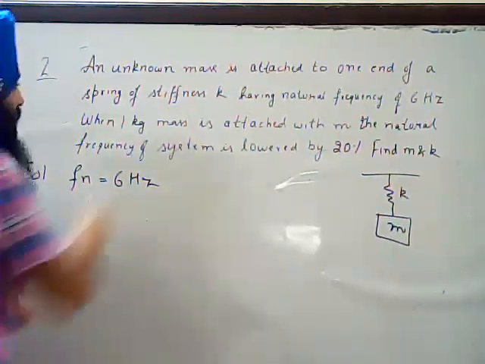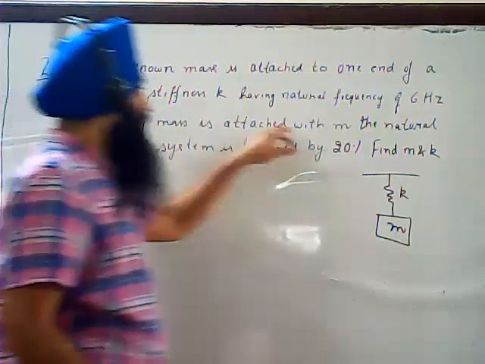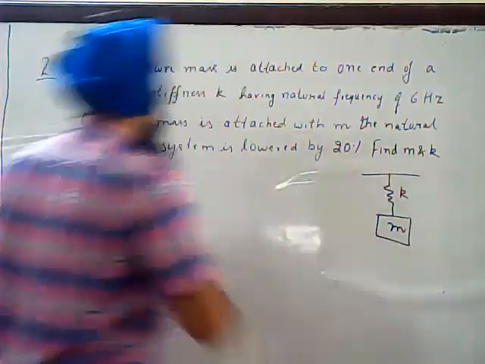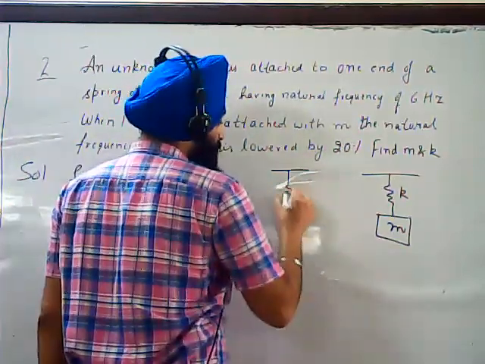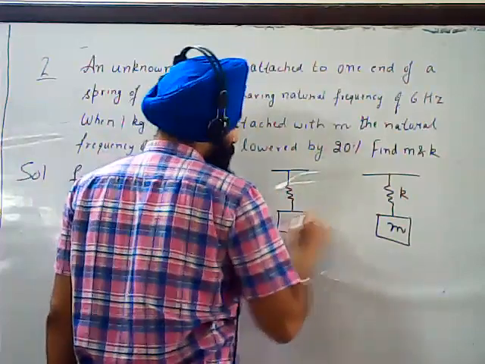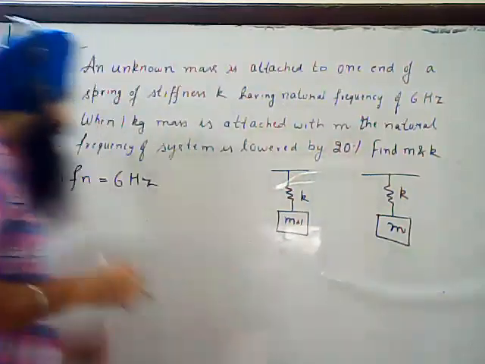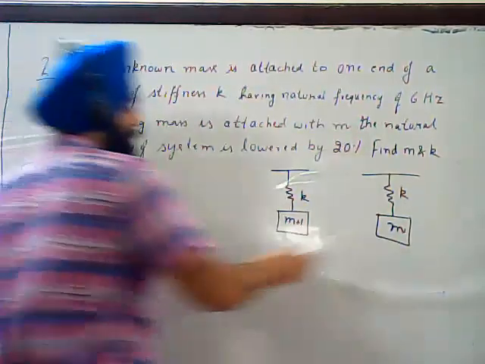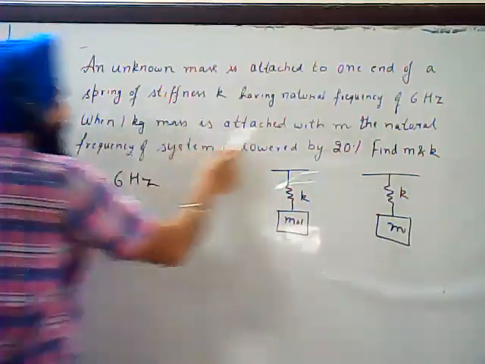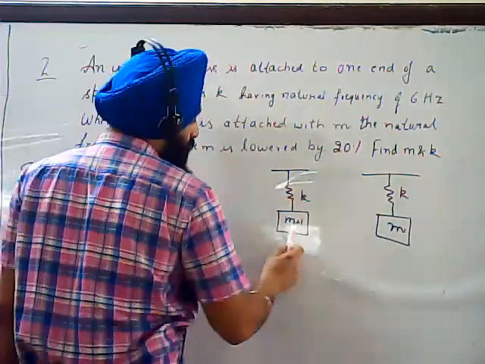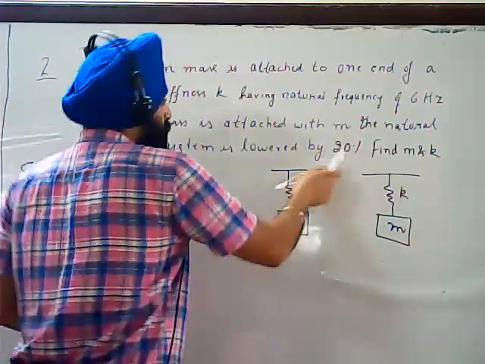When 1 kg mass is attached with mass m, the natural frequency of the system is lowered by 20%. So in second case, here the mass will be m plus 1 and stiffness will be k. So in the first system, mass will be m and stiffness will be k. And in the second case, when 1 kg mass is attached with m, the total mass will be m plus 1. The natural frequency of the system is lowered by 20%.